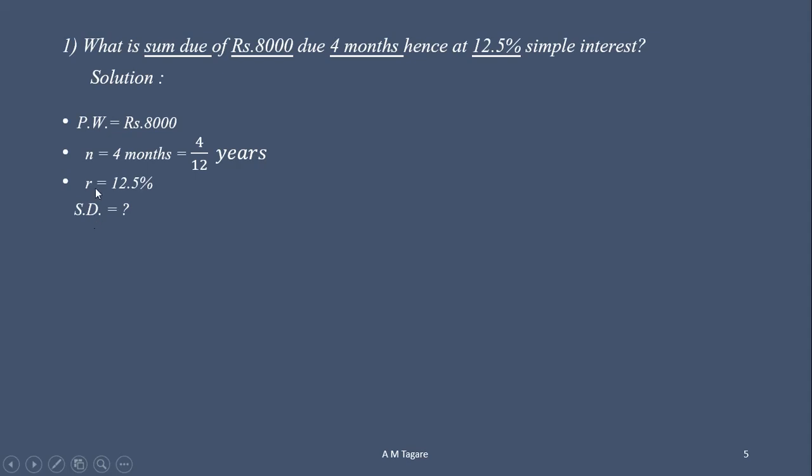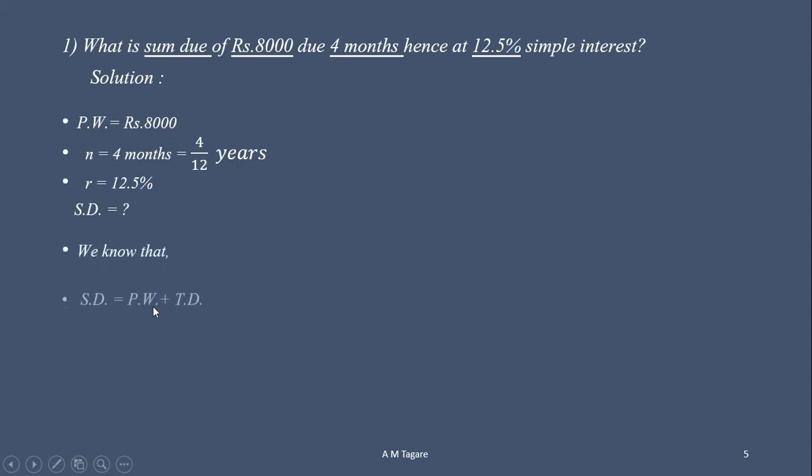Now here present worth is given. We know the formula for sum due. Sum due is equal to present worth plus true discount. So first we have to calculate true discount on this present worth. Adding it to present worth, we get sum due. So it is a straightforward example. Only use the proper formula, substitute given values and find the answer.